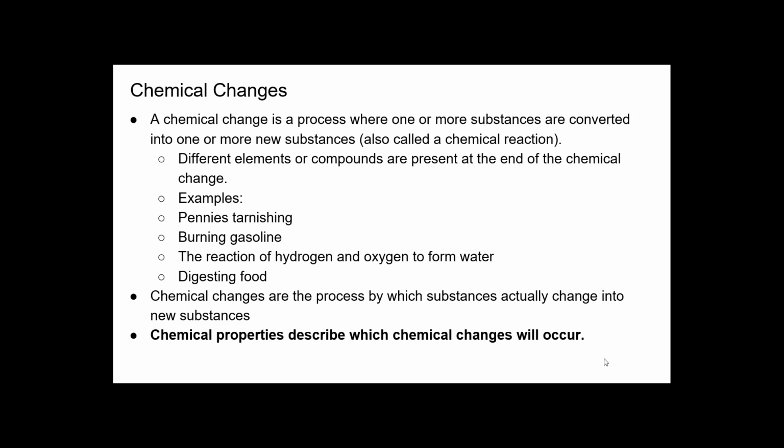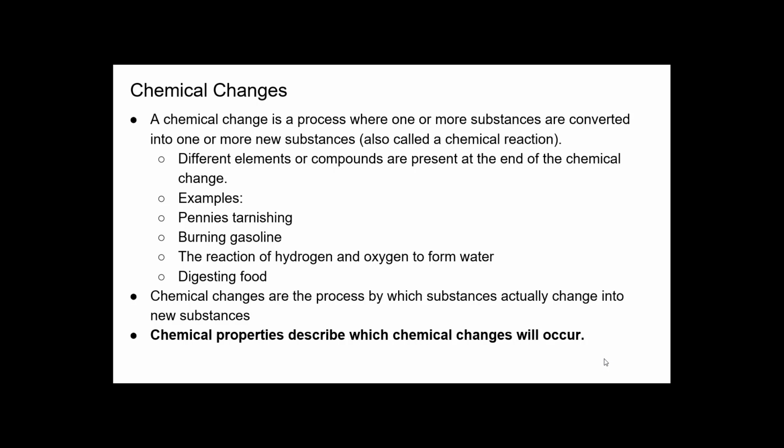This is where a chemical reaction occurs. If you start with something and you end with something else, a chemical reaction has occurred. Different elements or compounds are present at the end of a chemical change. So examples are pennies tarnishing and burning gasoline. You start with gasoline, but you don't end with gasoline. The reaction of hydrogen and oxygen to form water: you start with two elements that are gases, and now you have liquid water. Digesting food, the food is gone. It's no longer what it was.